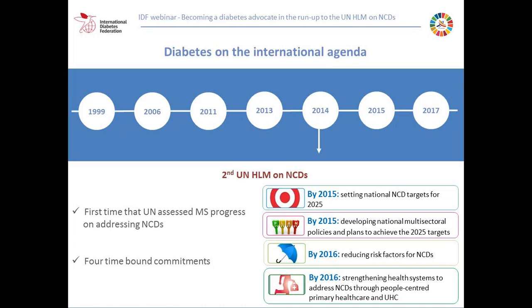So these 4 commitments were that by 2015, the member states need to consider setting national NCD targets for the year 2025. Also, by 2015, the member states needed to consider developing national multisectoral policies and plans to achieve the 2025 targets. And then we have another 2 commitments for 2016. One of them is reducing risk factors for NCDs, and the other one is considering and strengthening the health systems to address NCDs through people-centered primary healthcare and universal health coverage.